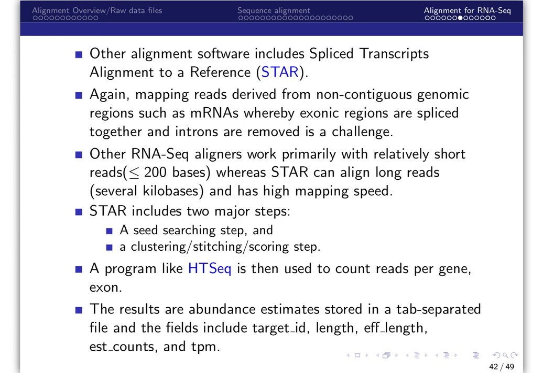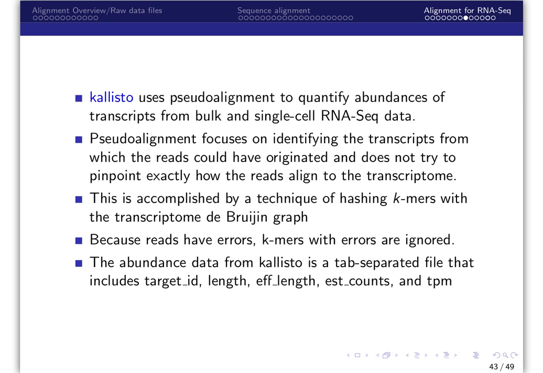A program like HTSeq is then used to count reads per gene or per exon. Another program, Kallisto, uses pseudo-alignment to quantify abundances of transcripts from bulk and single-cell RNA-seq data. Pseudo-alignment focuses on identifying the transcripts from which the reads could have originated and does not try to pinpoint exactly how the reads align to the transcriptome.